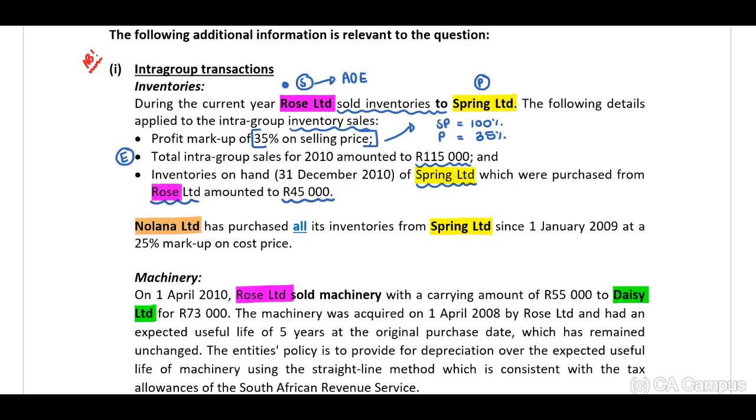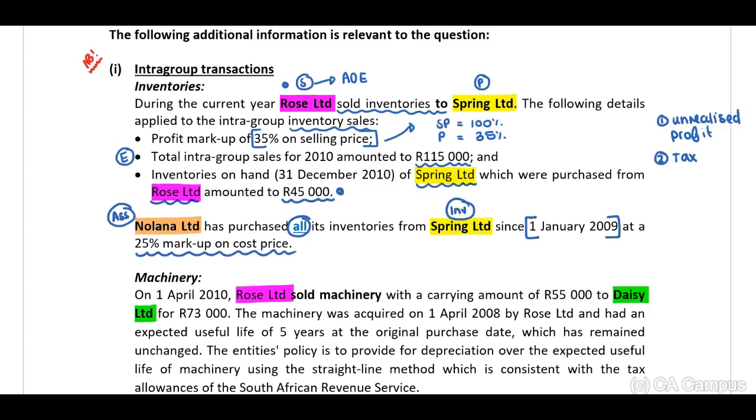Now, guys, important, we need to eliminate the unrealized profit that is still included in the inventory amount. And as always, you need to remember your tax. Nulana Limited has purchased all of its inventories from Spring. Now, Spring is the investor and Nulana is our associate. Since 1 January 2009, at a 25% markup on cost price.